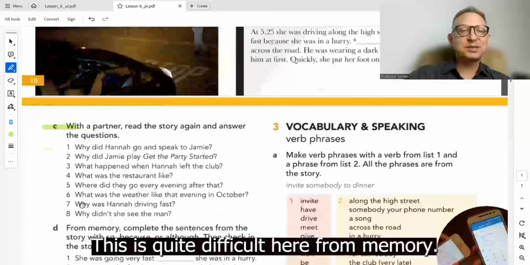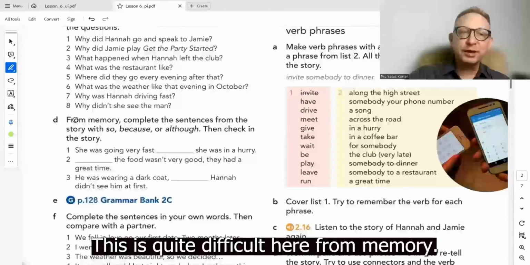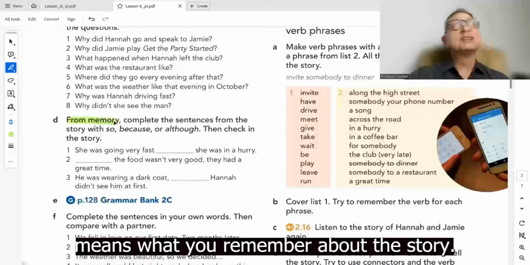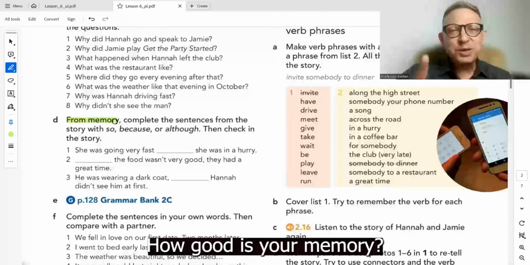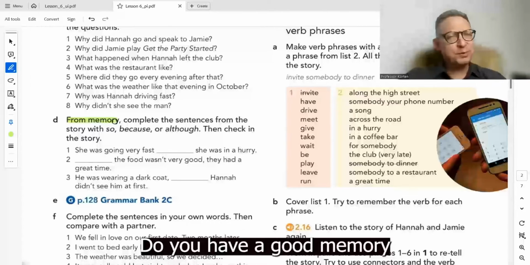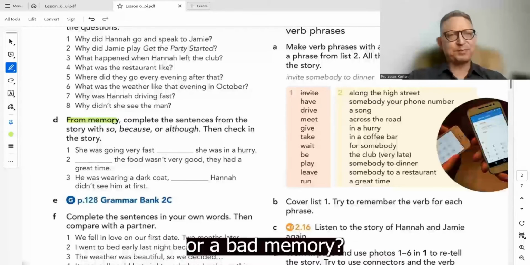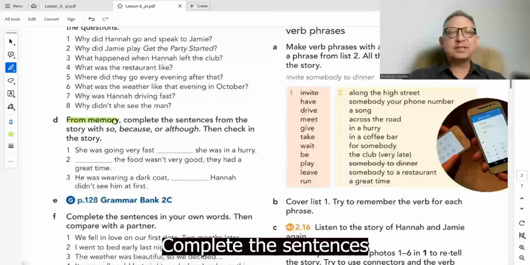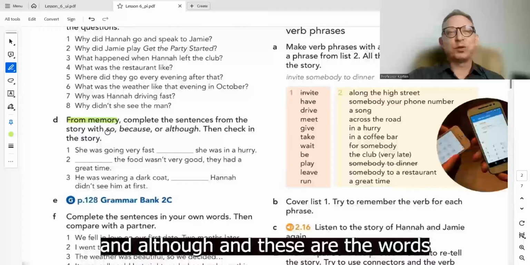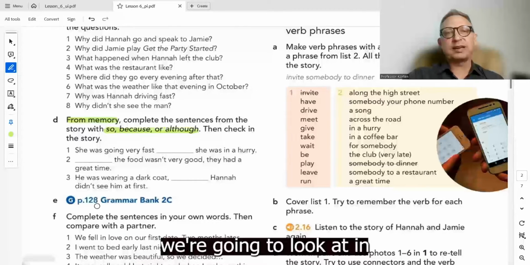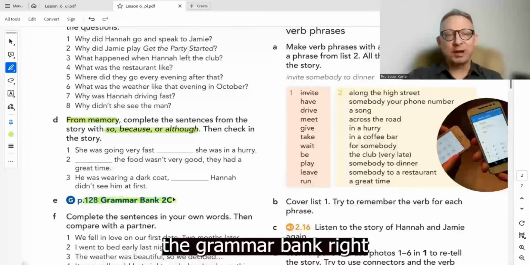Very interesting. This is quite difficult here. From memory means what you remember about the story. You don't look, you just remember here. How good is your memory? Do you have a good memory or a bad memory? Complete the sentences from the story with so, because, and although. And these are the words we're going to look at in the grammar bank right now.